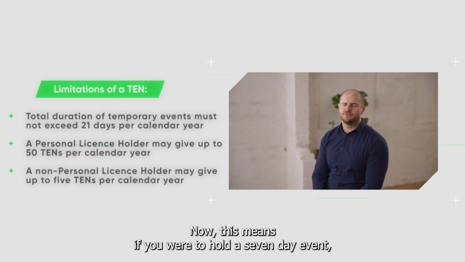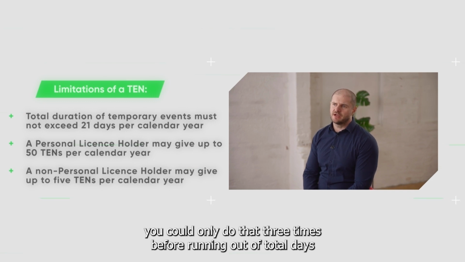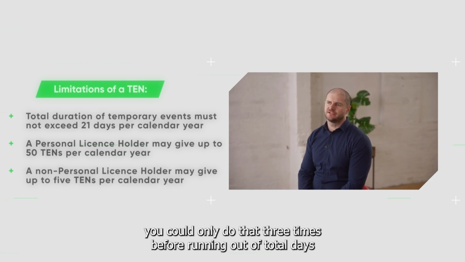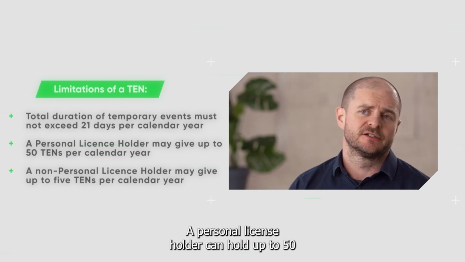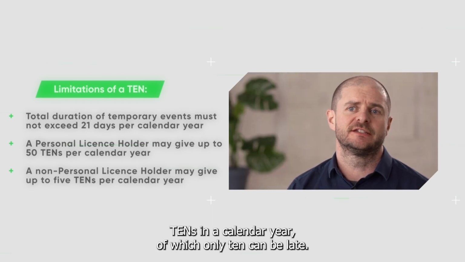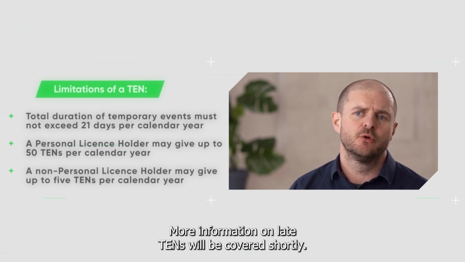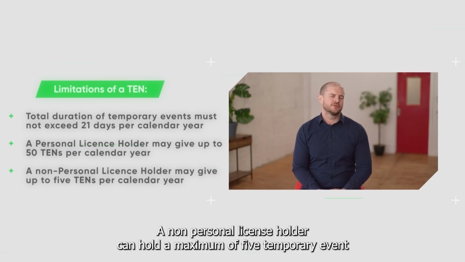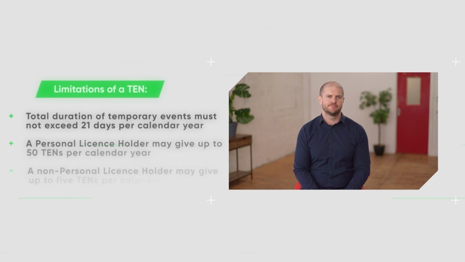Now, this means if you were to hold a 7-day event, you could only do that 3 times before running out of total days available in a calendar year. A personal license holder can hold up to 50 TENs in a calendar year, of which only 10 can be late. More information on late TENs will be covered shortly. A non-personal license holder can hold a maximum of 5 temporary event notices per year, where they cannot exceed 2 late TENs in that period.